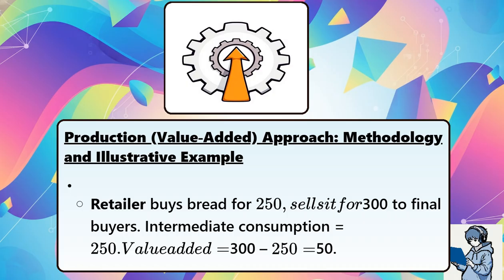Retailer buys bread for $250, sells it for $300 to final buyers. Intermediate consumption equals $250.